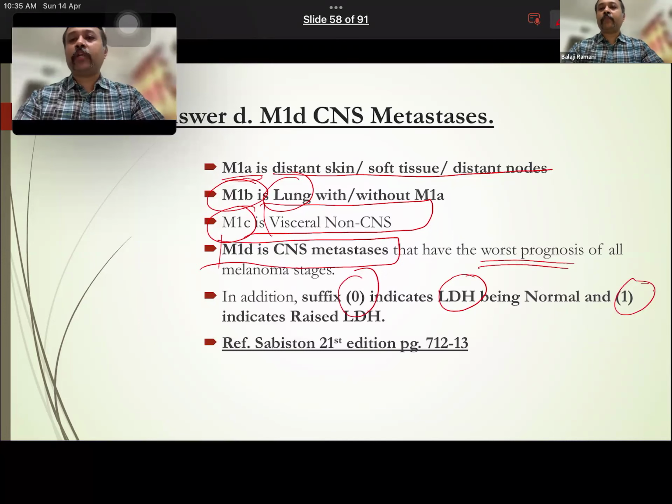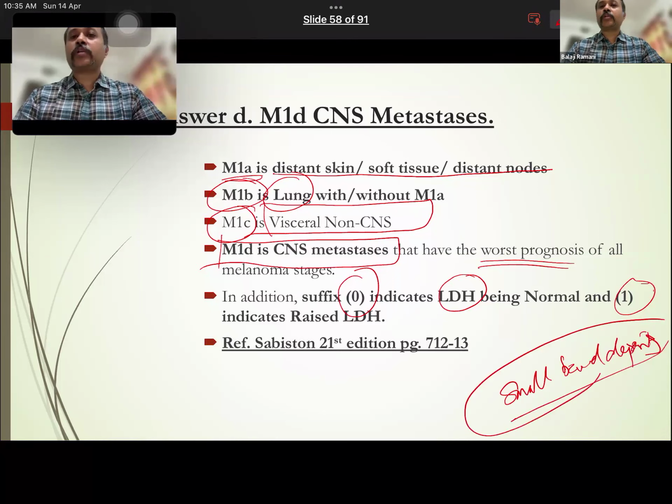So basically, M1A is skin, soft tissue, and distant nodes. M1B is lung. M1C is going to be your visceral metastasis, except the CNS. It can be liver metastasis, it can be others. Melanoma is commonly something that will go to the small bowel deposits. In fact, the first surgery that I assisted in Adyar Cancer Institute was a patient with a small bowel resection, which we had to do for a deposit from melanoma.